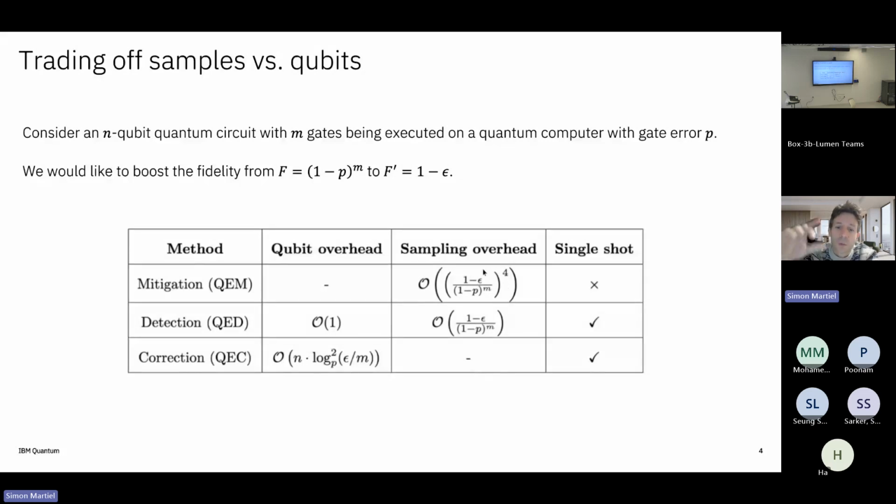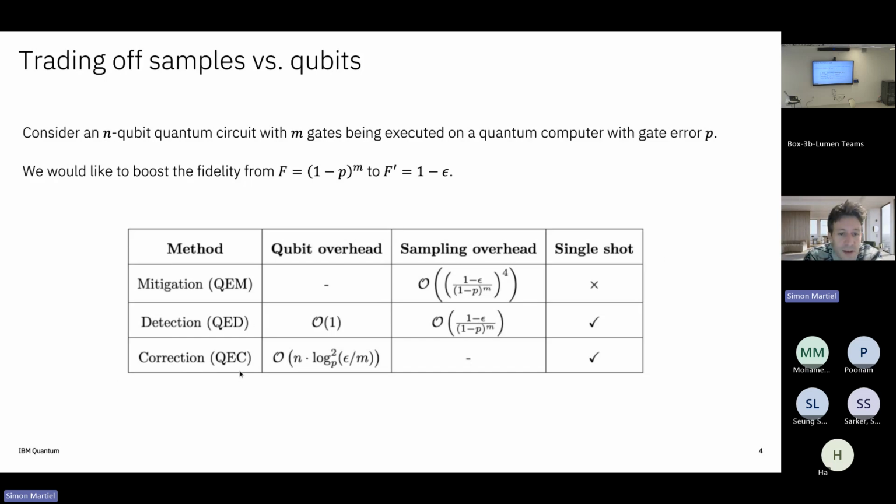So basically, it's a ratio of the fidelities to the power 4. And usually, f is exponentially smaller than f prime. So you have something that grows as some exponential to the power 4, so it grows very quickly. And in this framework, you don't have access to single shot. You can't, for instance, have access to good quality bit strings out of the mitigated circuit. You only have access to expected values of some observable.